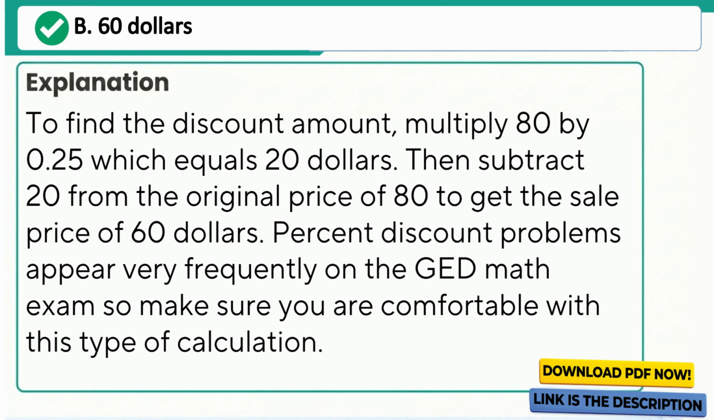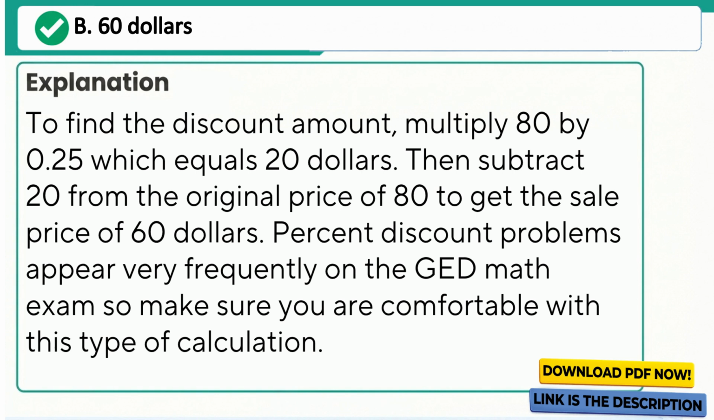$60. Explanation. To find the discount amount, multiply 80 by 0.25, which equals $20. Then subtract 20 from the original price of 80 to get the sale price of $60. Percent discount problems appear very frequently on the GED Math exam, so make sure you are comfortable with this type of calculation.